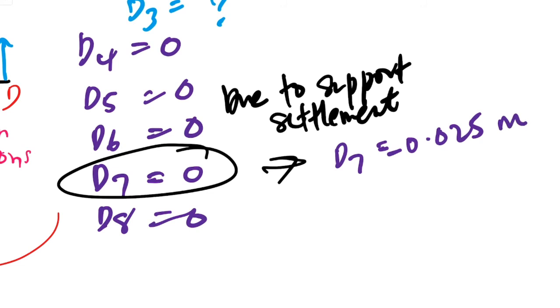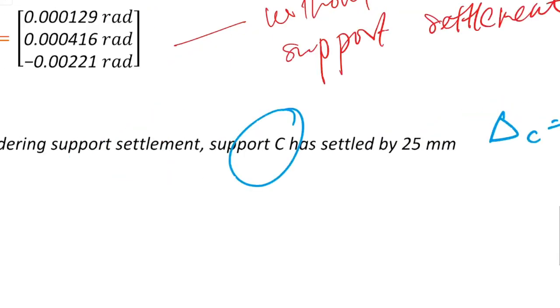Now I want to show you how we are going to include this support settlement effect into the solution, so we will get the new value of the unknown displacement due to the support settlement. So we move back to the equation. So what is actually occurring?